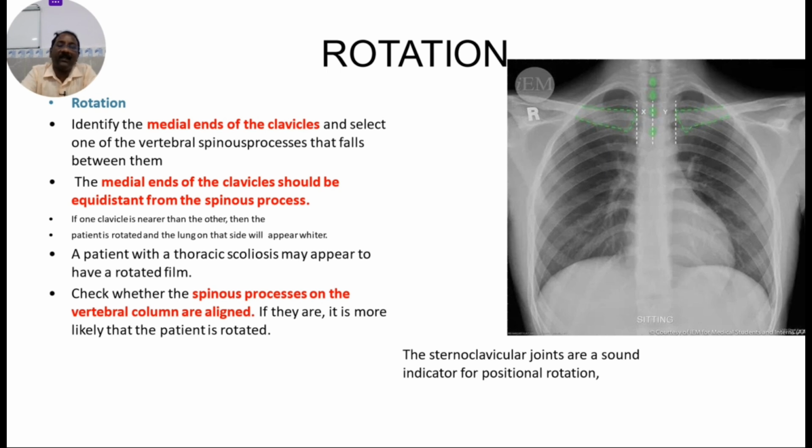If one clavicle is nearer than the other, I will show you some pictures later, then the patient is rotated and the lung on that side will appear whiter. A patient with a thoracic scoliosis may appear to have a rotated film, obviously because of the skeletal abnormality. Check whether the spinous processes and the vertebral column are aligned. If they are, it is more likely that the patient is rotated.